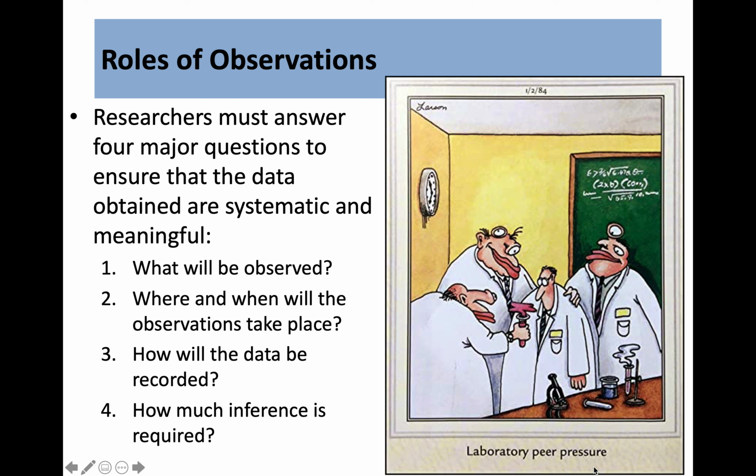Researchers must answer four major questions to ensure that the data obtained are systematic and meaningful. What will be observed? Where and when will the observations take place? How will the data be recorded? And how much interference is required? Now, as you are thinking about your own research, these are four questions you need to ask yourself.